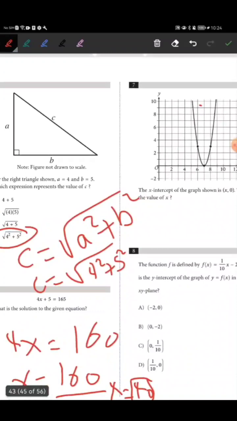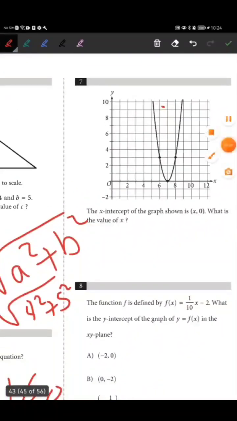Now number 7. The x-intercept of the graph shown is (x, 0). What is the value of x? So when y equals 0, the value of x was 7, which is this point.